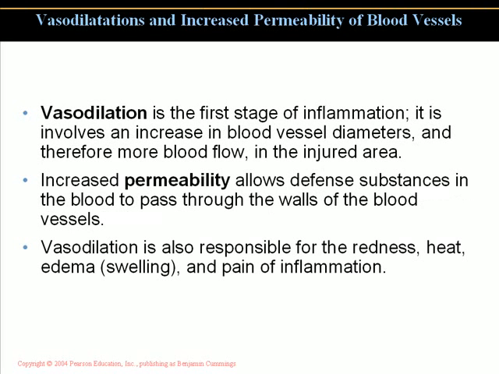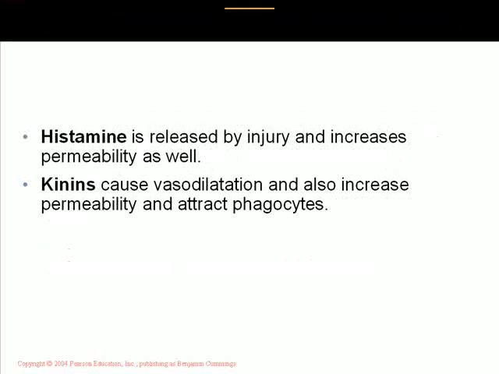Some of the processes that we see in inflammation, vasodilatation being one of them. We see this in the first stage of inflammation. It involves an increase in blood vessel diameter. Therefore, more blood flow gets to the injured area. We also see an increase in permeability, which allows the defense substances in the blood to pass through the walls of the blood vessel. Vasodilatation is also responsible for redness, heat, edema or swelling, pain, and inflammation.